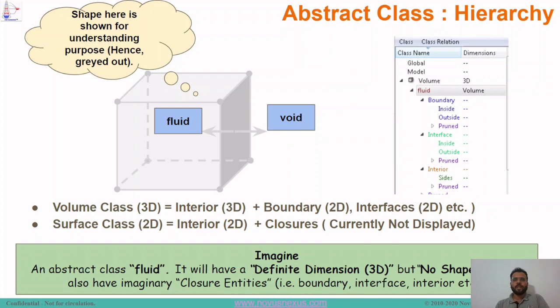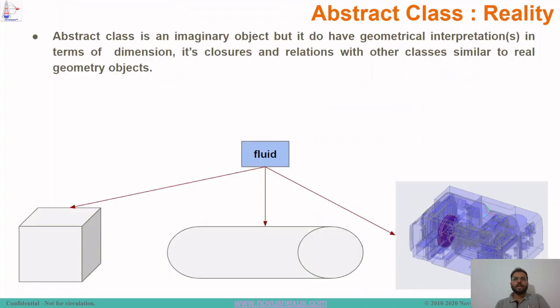So try to imagine an abstract class, fluid. It will have a definite dimension, that is 3D, but no shape. It will also have imaginary closure entities like boundary, interface and interior. An abstract class is an imaginary object, but it does have geometrical interpretations in terms of dimension, its closures and relations with other classes, similar to real geometry objects.